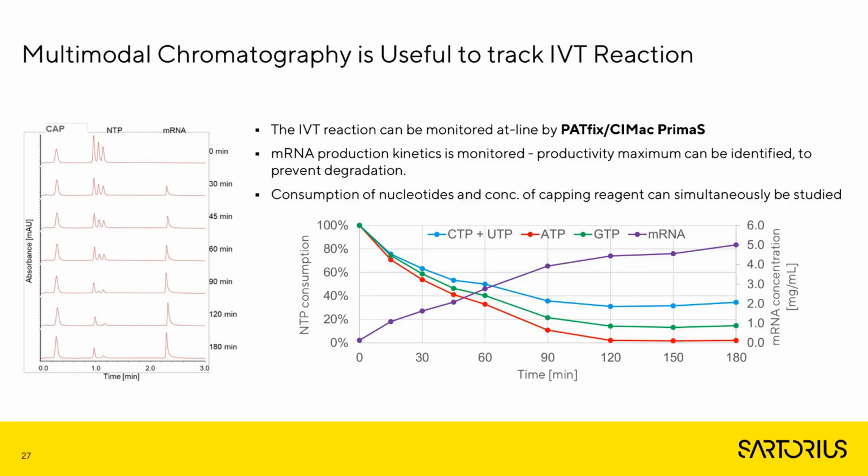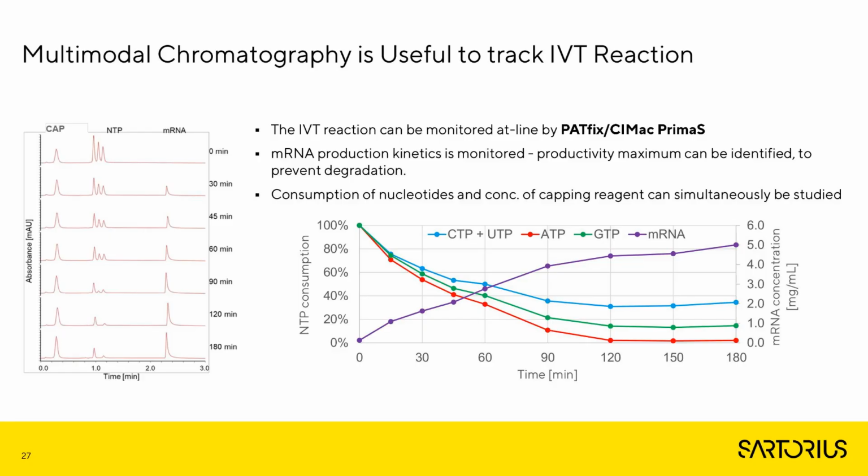We can look into the reaction and see how much mRNA we have at any given time, how much residual nucleotides we still have, and how much cap we have. And we can start to plot this as a function of time. So we can start to see how our mRNA is produced over time and how NTPs are depleted.